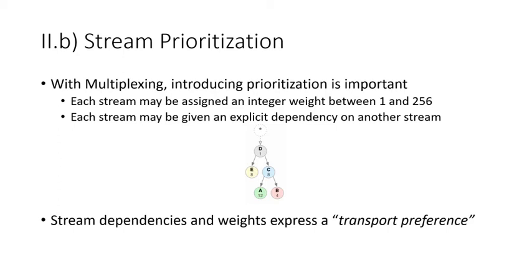which means that the server is supposed to spend 3/4 more resources on serving stream A than on serving stream B. Note also that stream dependency and weight express a transport preference only, not a requirement. While it might seem counterintuitive, this is the desired design. We do not want to block the server from making progress on a lower priority resource if the higher priority resource is blocked.